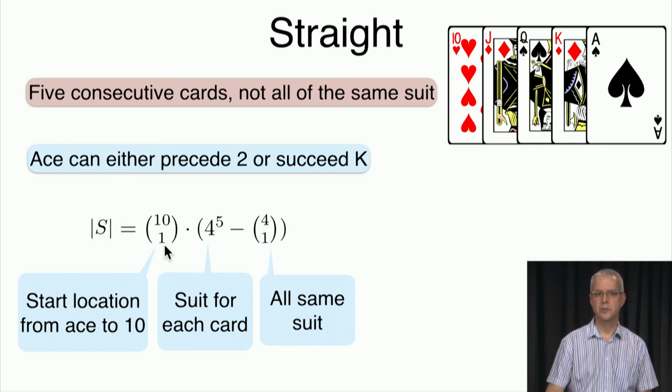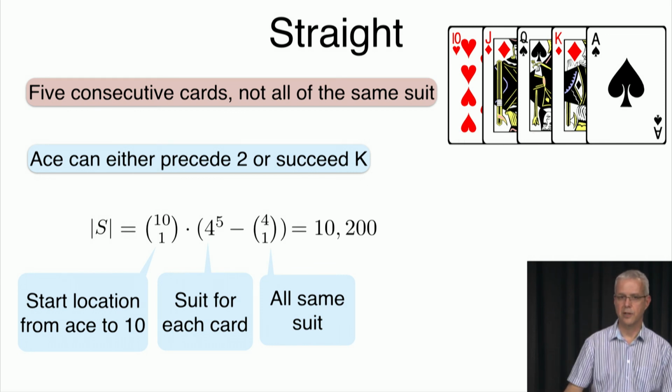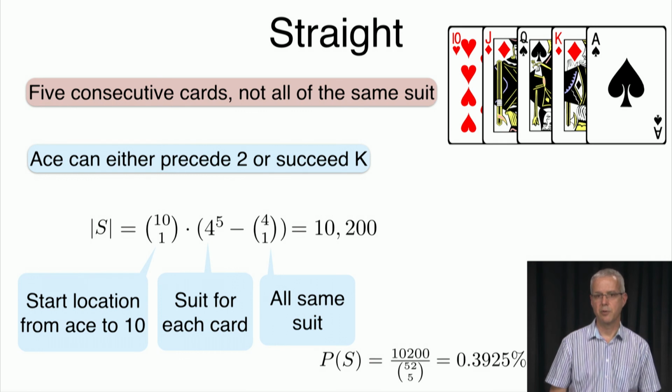So we have 10 choose 1 ways of picking the start location, and then we need to count the number of ways of picking the 5 cards so that they're not all of the same suit. So we have 4 to the 5. That's the 4 possibilities of picking each rank. So 4 to the 5, but we need to subtract the 4 hands that are all of the same suit. So that's this number here, and multiply, get a little over 10,000, and the probability is roughly 0.4%.